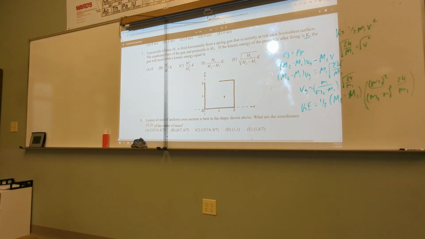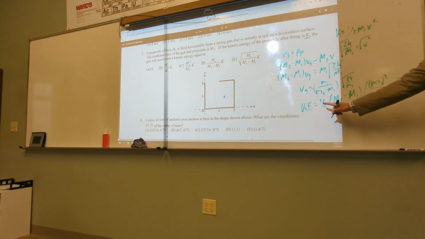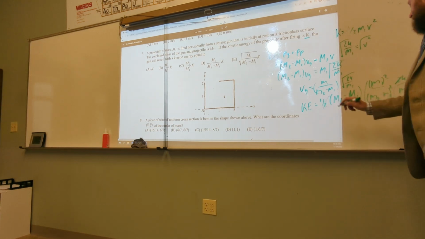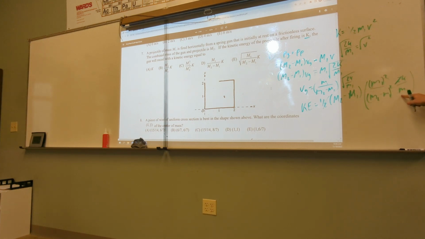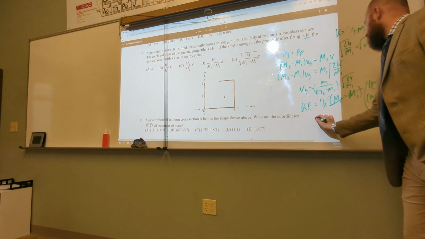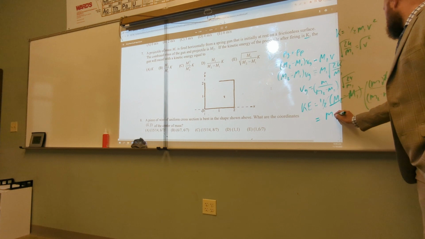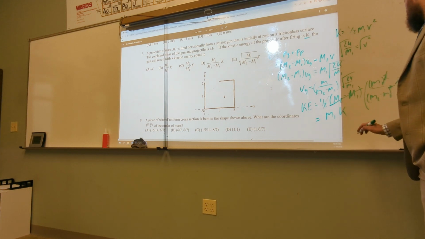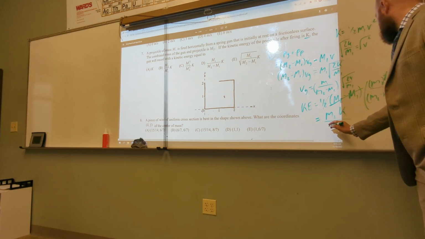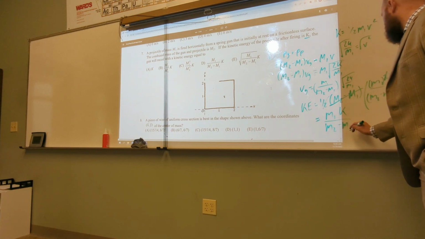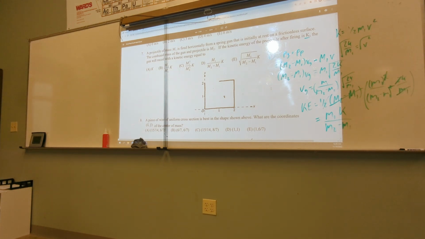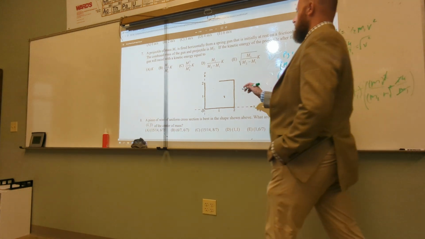You notice I have a 2 over a 2, so that cancels. Then I have m1 squared over m1, so this m1 cancels with that m. And then I have an m2 minus m1 over an m2 minus m1 squared, so this squared goes away and this cancels. So this is equal to m1 k divided by m2 minus m1. And so the correct answer would be D.